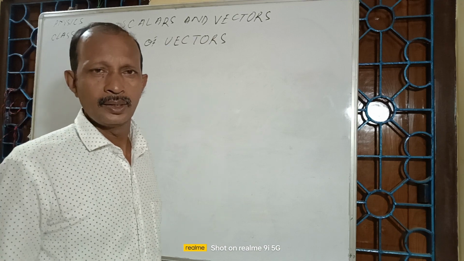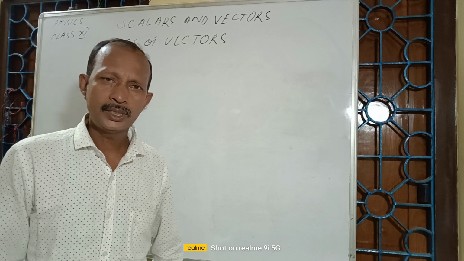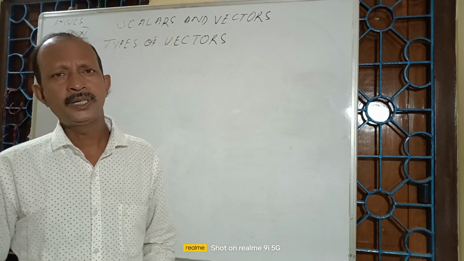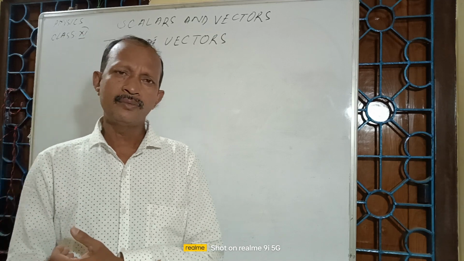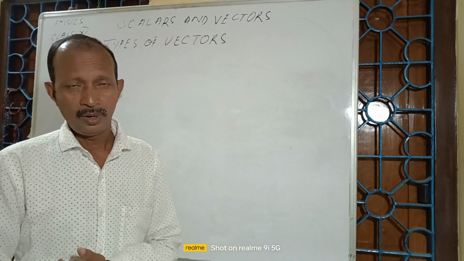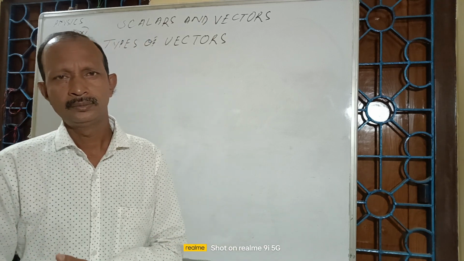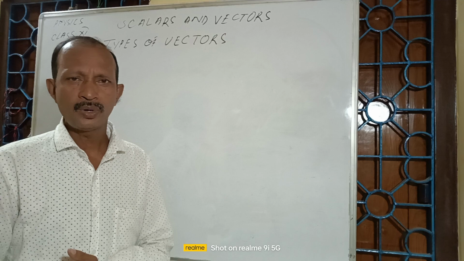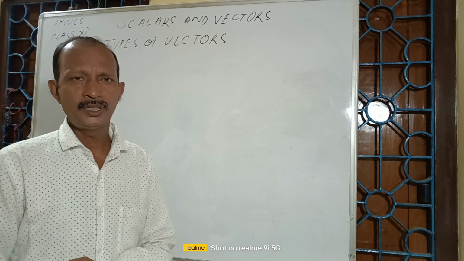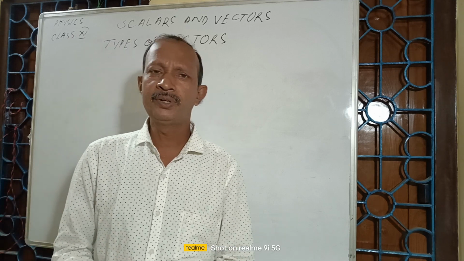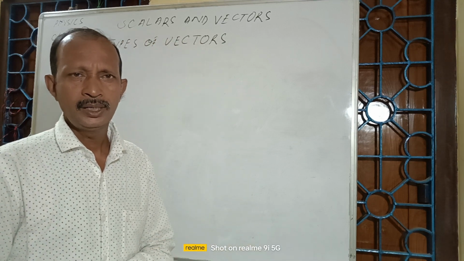Hello friends, in this video today I am going to explain different types of vectors. In my previous video I gave an introduction regarding scalars and vectors. I would like to remind once again that a vector is a physical quantity which has magnitude as well as direction. That means to explain a physical phenomenon, we need the help of physical quantities.